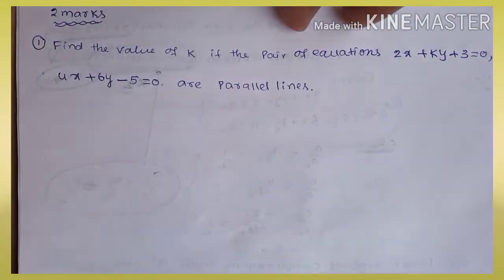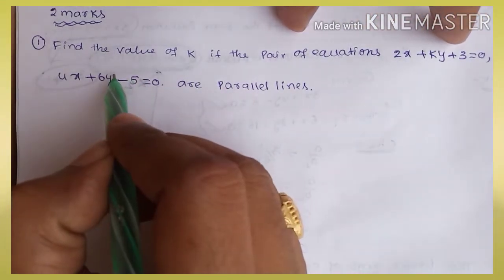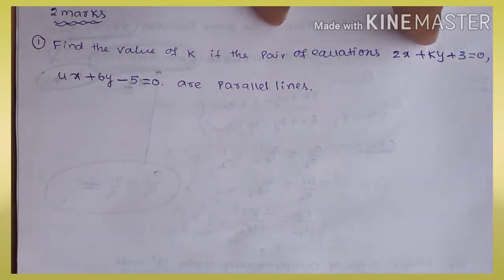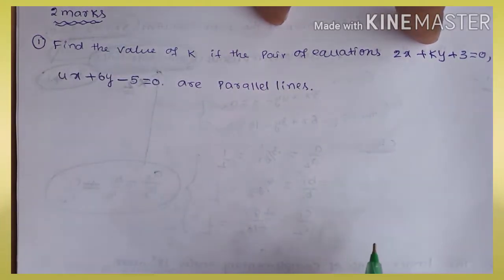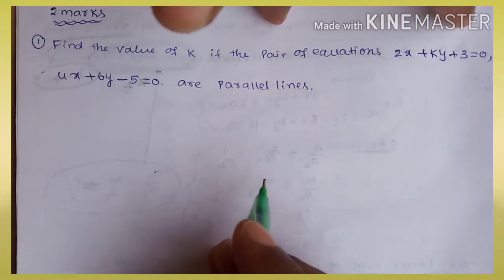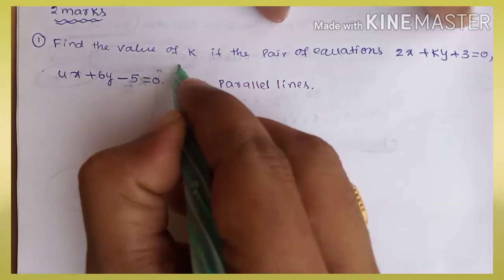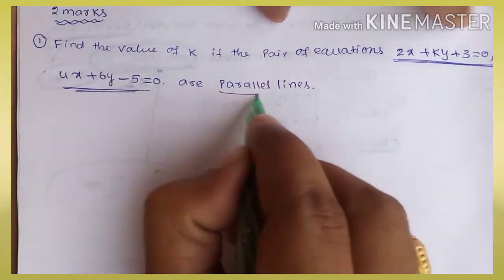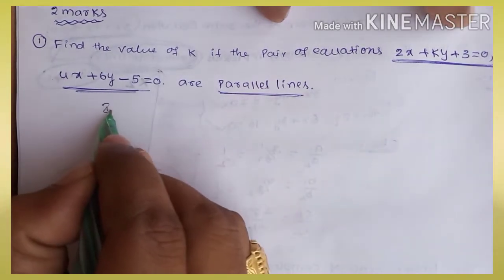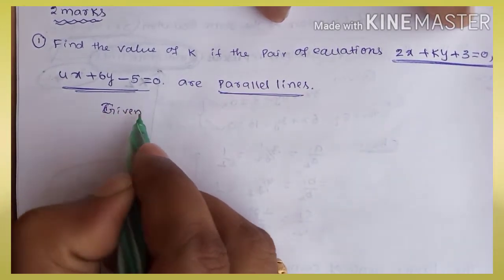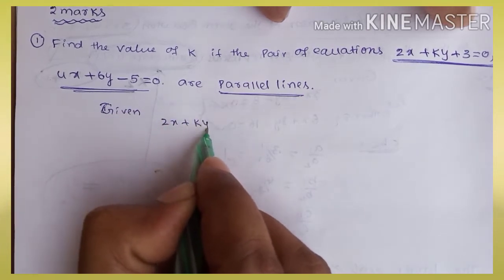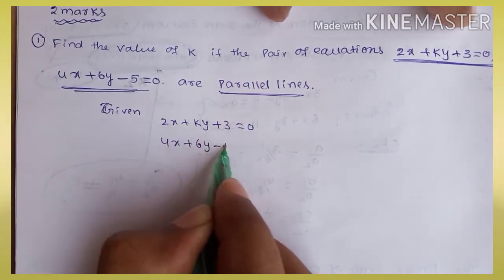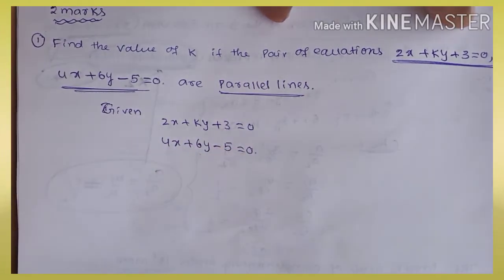Now the 2 marks problem I think you know very well, but for practice purpose I am giving this. Definitely almost it is possible to get 2 marks, in some cases 1 mark also, students, but definitely maximum possibility to get these models. Find the value of k, the pair of equations, equation 1, equation 2, which represent parallel lines. Okay, now you can see what are the given: 2x plus ky plus 3 is equal to 0 and 4x plus 6y minus 5 is equal to 0.